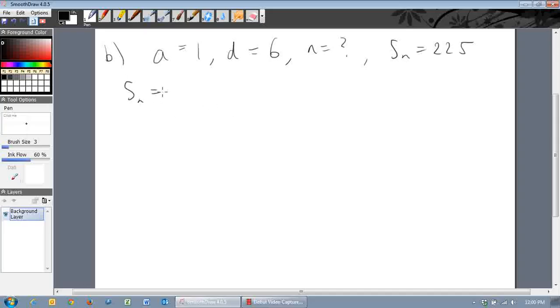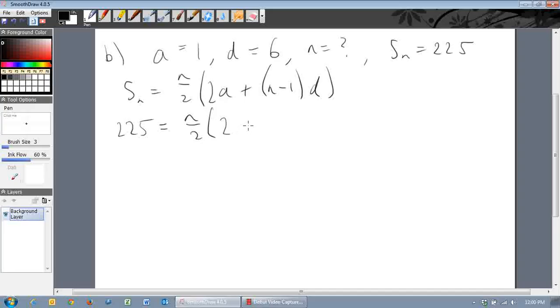We want to use this formula here: n over 2, you get used to it, 2a plus (n minus 1)d. Sn is 225, so 225 equals n over 2, we don't know n, times 2a, which is 2 times 1, plus, we still don't know n, and the difference is 6. So all we need to do now is solve this.